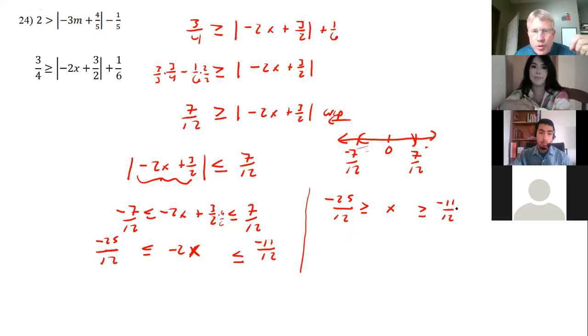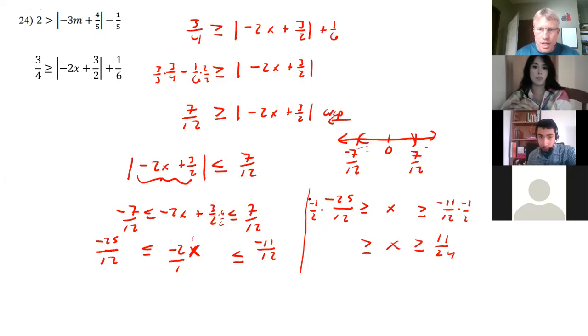Multiply by -1/2. Multiply by the reciprocal of that thing. So we could say I'm going to multiply everything by the reciprocal of -2, and the reciprocal of -2 is -1/2. So just multiply both sides, or all three sections, by -1/2. Multiplying by -1/2 is going to be easier than having to deal with this division by 2 sitting down there, right? So we get, negative times negative is positive, 11 over 24, greater than or equal to, negative times negative is positive, we get 25 over 24.